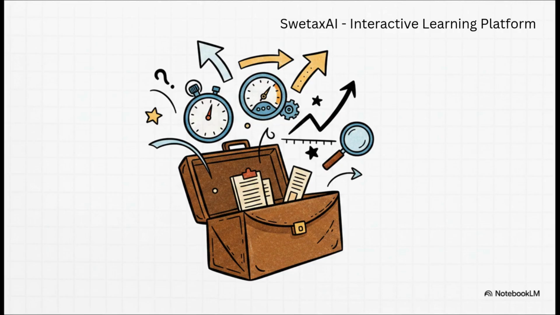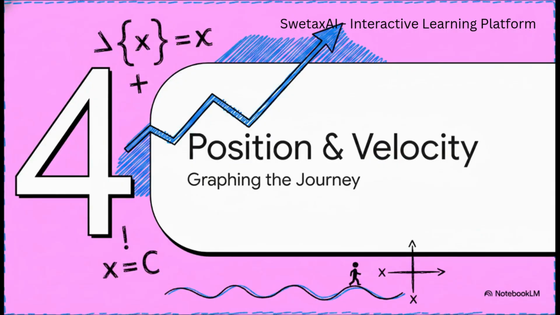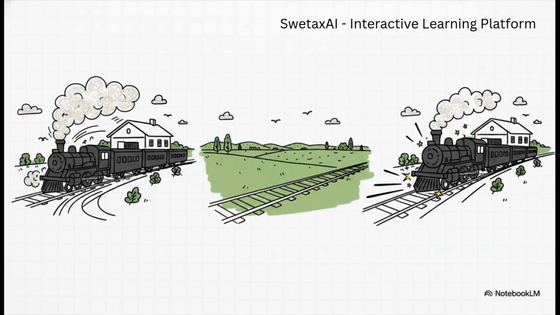The second that acceleration starts fluctuating, you've got to leave this toolkit in the dust and break out the calculus instead. Which brings us nicely to Section 4, Graphing the Journey. Let's actually translate all those formulas into a really compelling visual story.